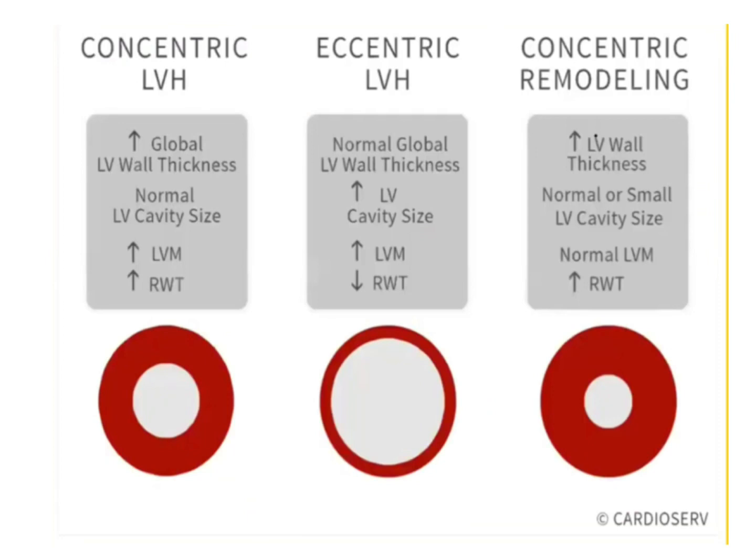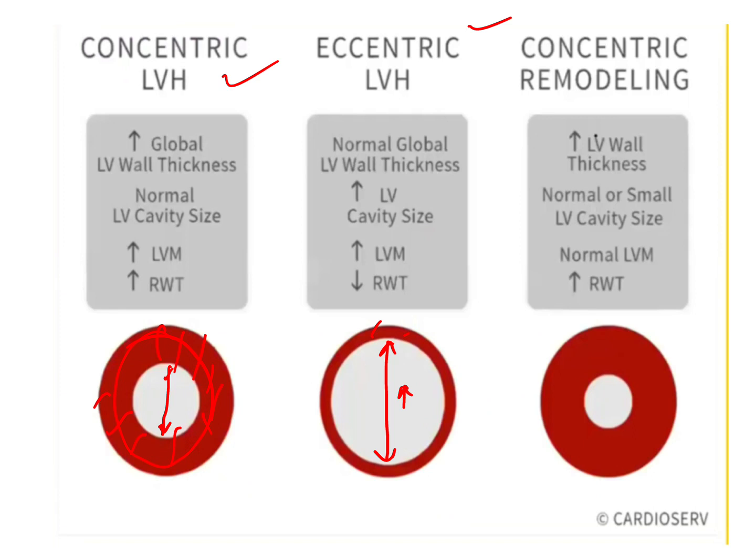LVH shows three types of pattern, right? Left ventricular concentric hypertrophy, eccentric hypertrophy, and concentric remodeling. In concentric left ventricular hypertrophy, there is increased global left wall thickness, but the cavity size is usually normal. Though there is increased thickness of the ventricular wall, the cavity size remains normal. In eccentric LVH, there is increased wall thickness, but the cavity size increases.